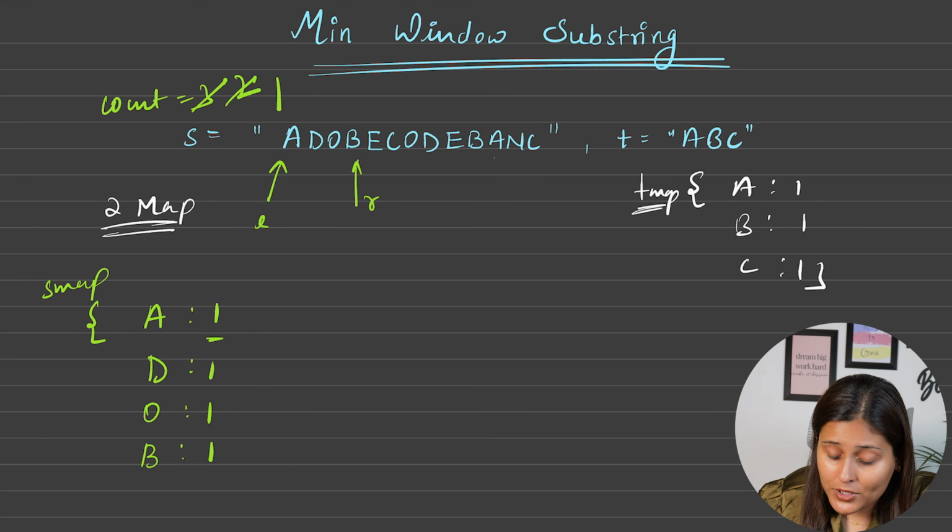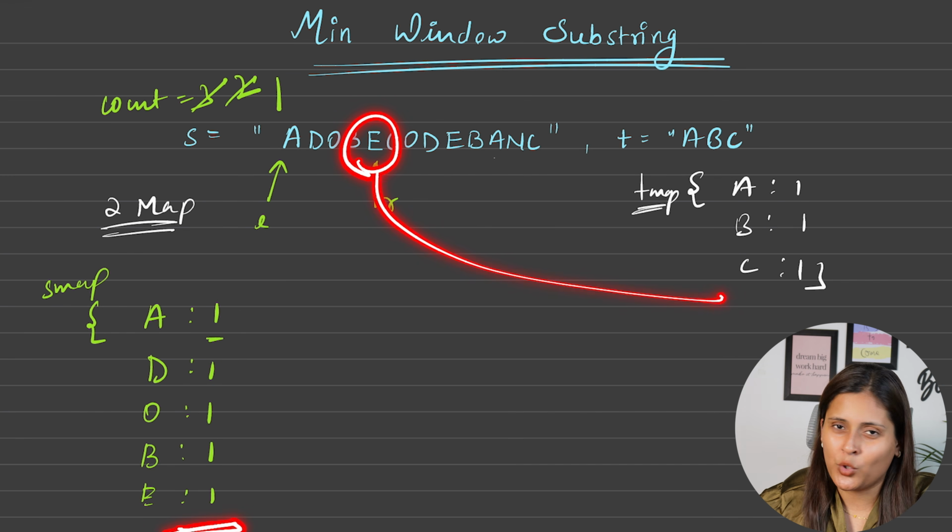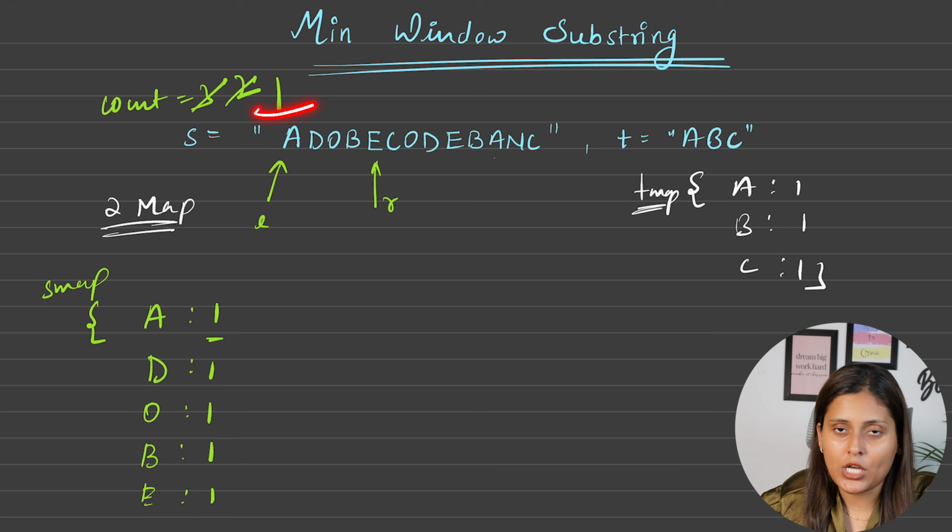Okay, what are those characters? A, B. Okay, now again we'll move R ahead. We will add this E, saying we have found E, but is this E required? No, it is not. So hence we will not touch our count.